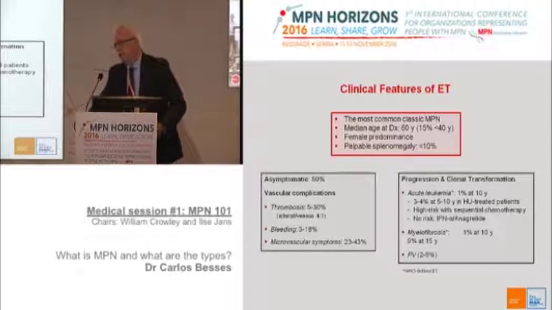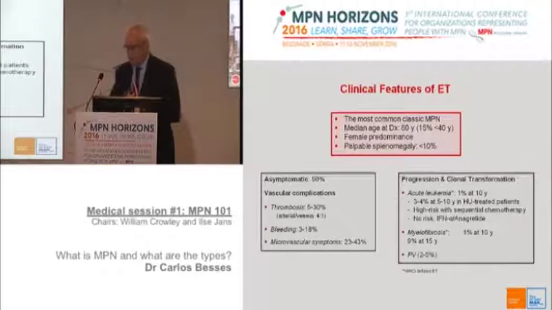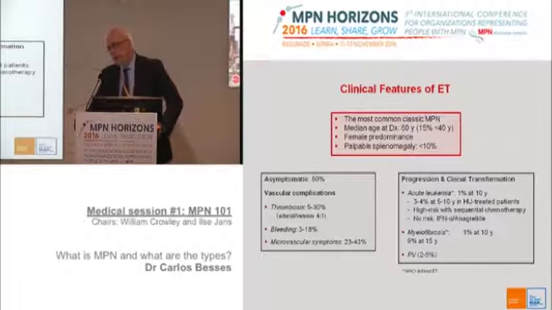Acute leukemia is rare in ET. According to patients diagnosed by the WHO organization, only 1% of all ET patients may evolve to acute leukemia at 10 years. In retrospective series, 3 to 4% of all patients at 5-10 years treated with hydroxyurea may develop acute leukemia. The risk, however, is higher in those patients treated with sequential chemotherapy. So, for instance, first hydroxyurea and then busulfan or radioactive phosphorus. This is a circumstance that clinicians try to avoid.